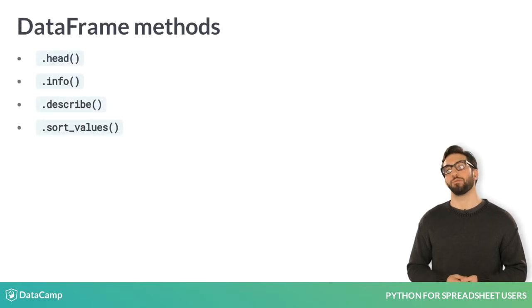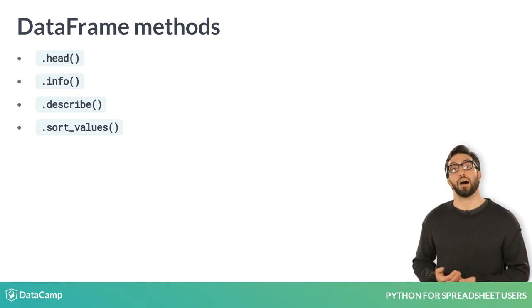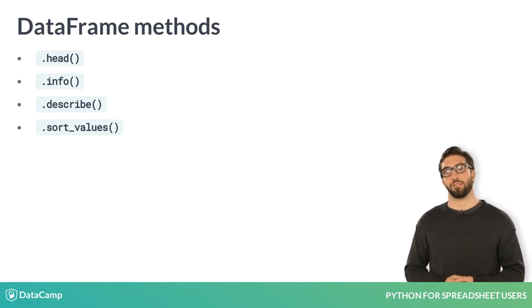Just like we used the dot to access functions in the pandas package, like pd.read_excel, we use the dot to access methods associated with data frames. Data frame methods are like functions, but accessed from within our data frame object with the dot. Let's take a closer look at each of these common data frame methods.